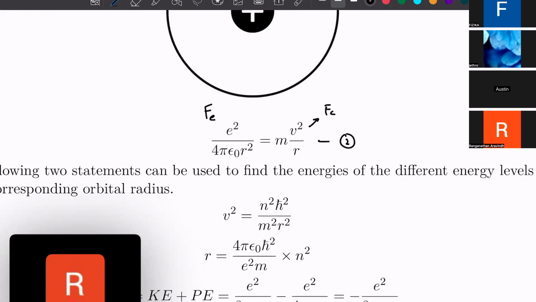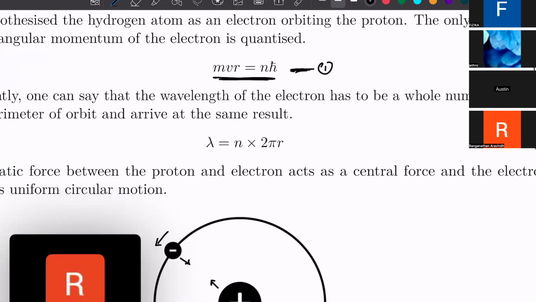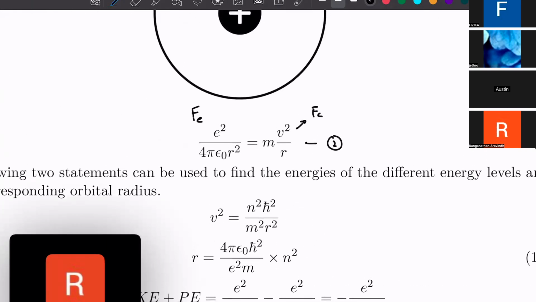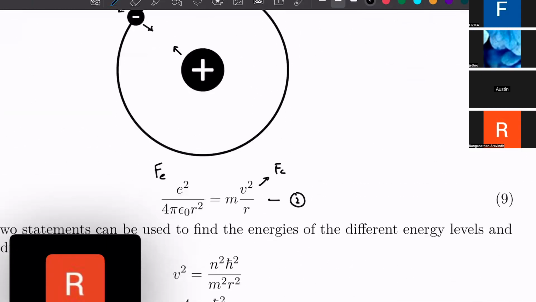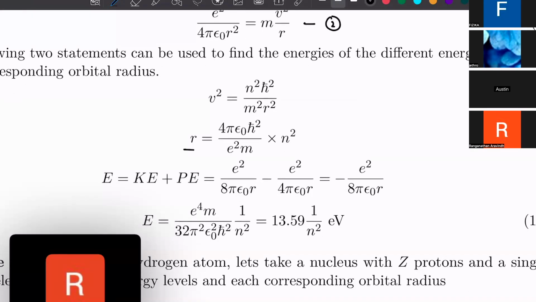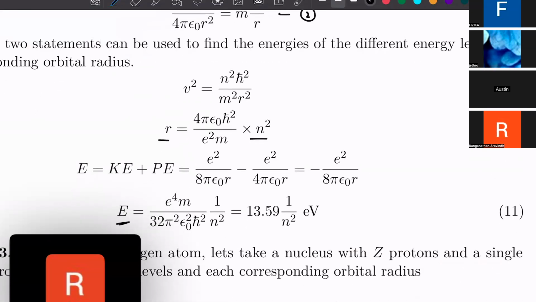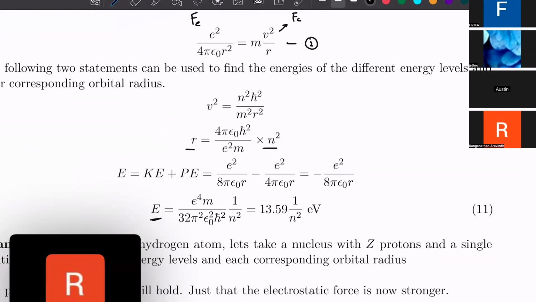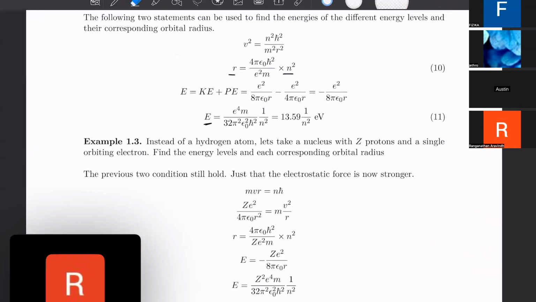Okay, then this is all just some algebra because you have essentially two unknowns, v and r, and then you have two equations because everything else is a constant. And so you can derive r in terms of essentially n, and then you can also derive E. I think you can just follow the steps. If you need any help, you can ask me also.